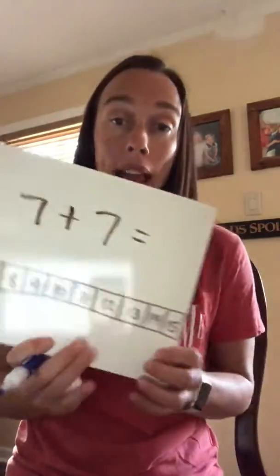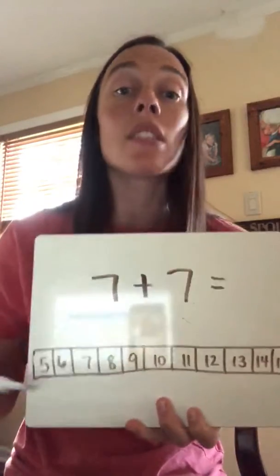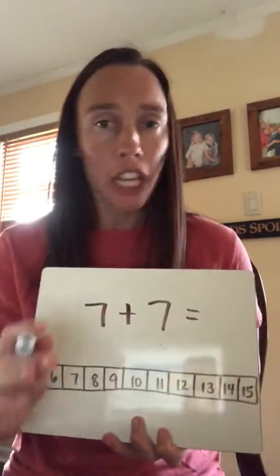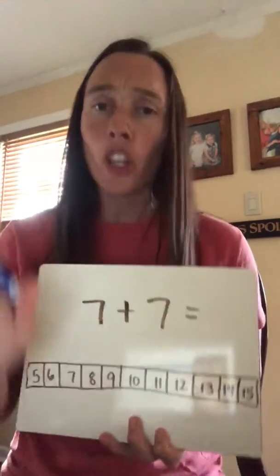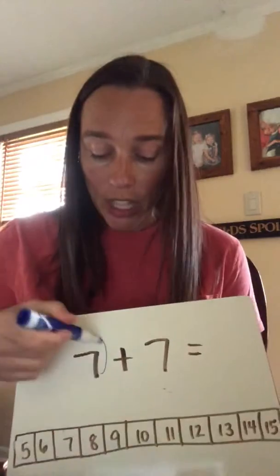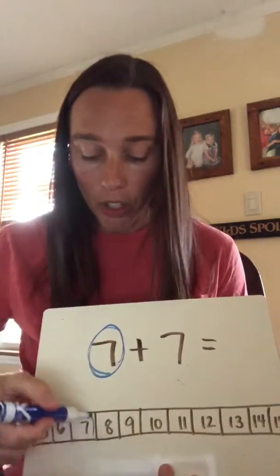The next way that we have worked is using this number line. Now, I know this one's kind of hard, so we're just going to go over it, and if this one is harder for you, it's okay. You have other ways that you can show it. So the first thing I'm going to do is circle my first number.